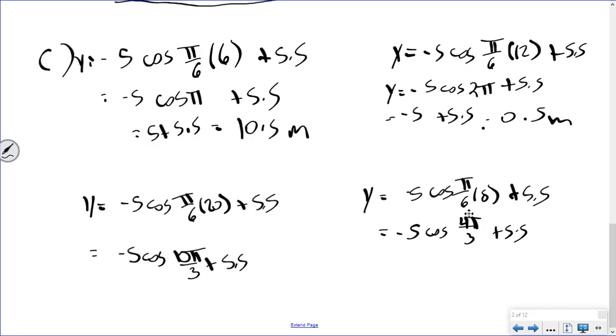So this cosine of 4 pi over 3 is going to be the same thing as the negative of the cosine of 1 pi over 3. And the cosine of 1 pi over 3 is 1 half. Think about that for a second. Yeah, so it's 1 half.